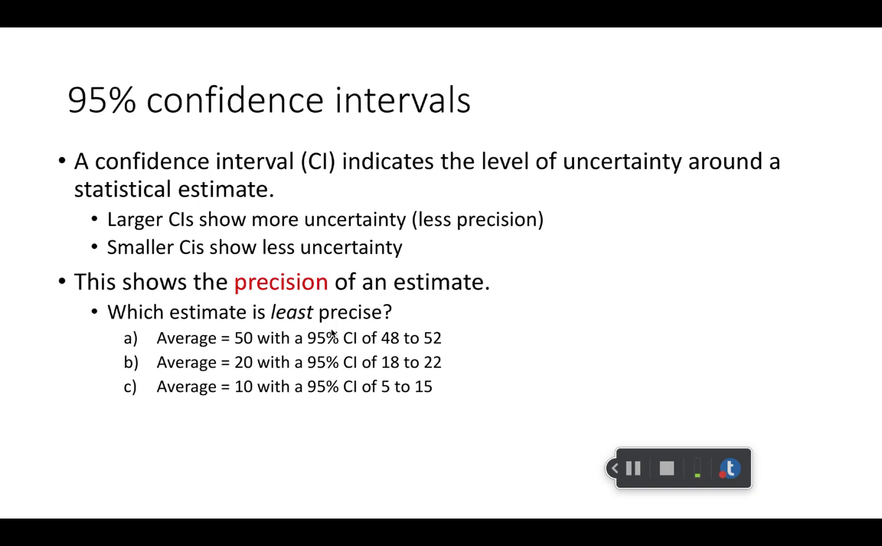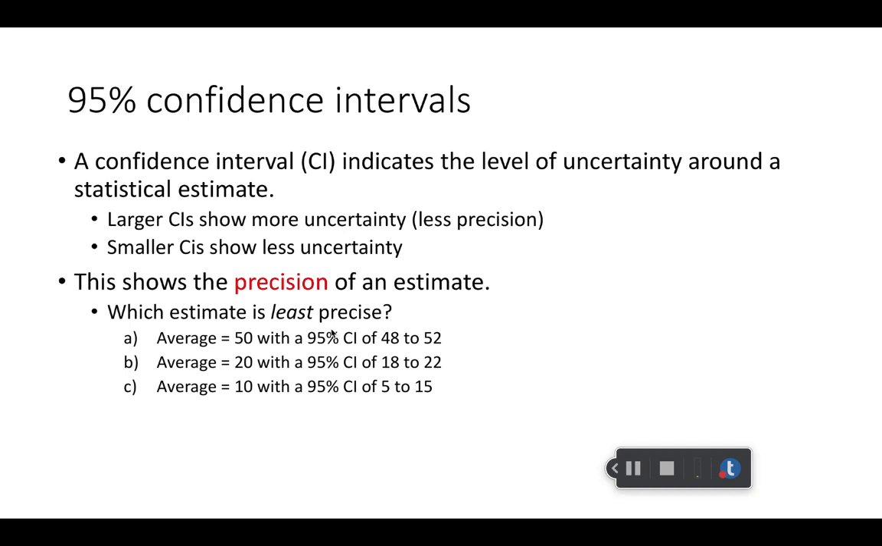So 95% confidence intervals, which are the intervals we usually use in statistics and research design, mean that a confidence interval indicates the level of uncertainty around a statistical estimate. Larger confidence intervals show more uncertainty, less precision. Smaller confidence intervals show less uncertainty. So now we're talking about the precision of an estimate. An estimate is information gathered from a sample.